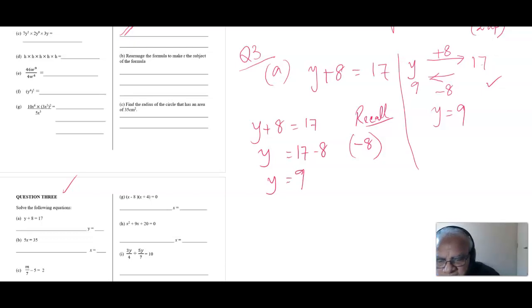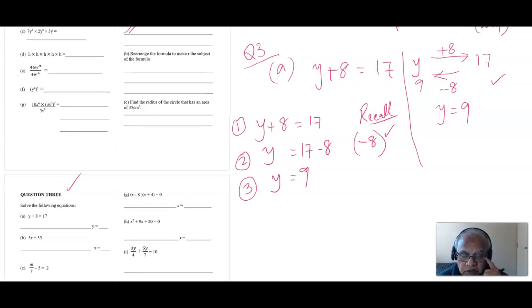See that? I followed row 1, row 2, row 3. So instead of making it a total mess, in algebra we develop the skill of writing the steps clearly on separate lines. So this is the recall, what we intend to do to undo this particular operation, which is plus 8. To undo plus 8, I have done minus 8.